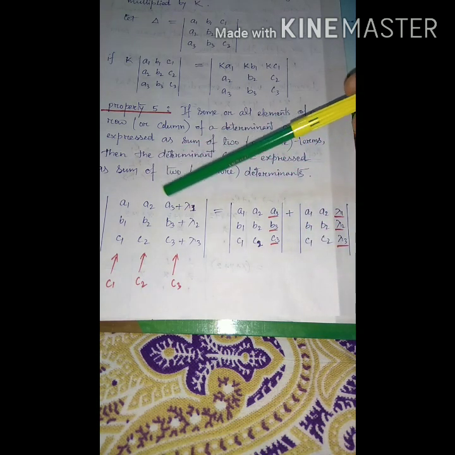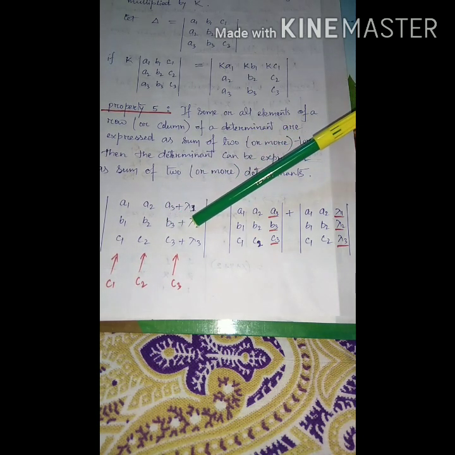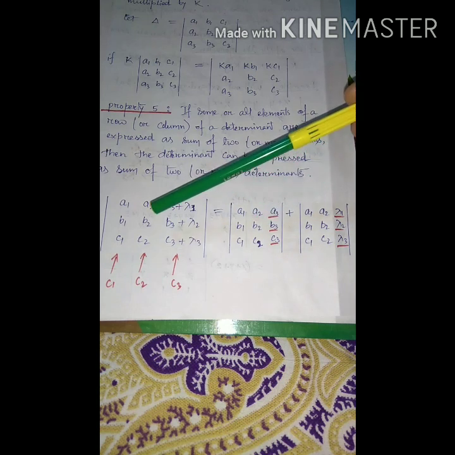So now the third column, if you see, two elements are here. One is A3 plus lambda 1, another one is B3 plus lambda 2, and the third one is C3 plus lambda 3. So in the first determinant we have to write down the first elements, and in the second determinant we have to write down the second elements. So if a determinant is given in this way, you can separate it in this way also.